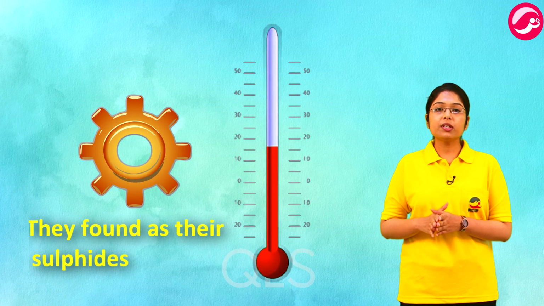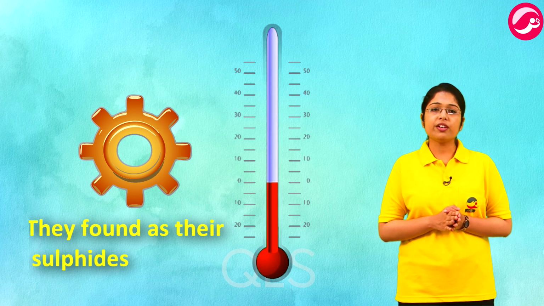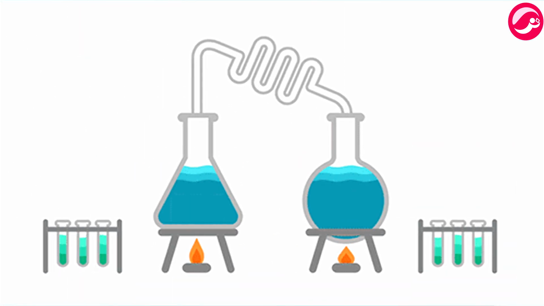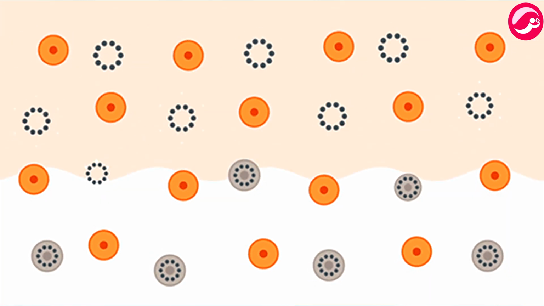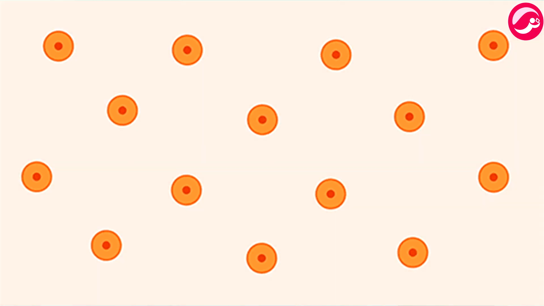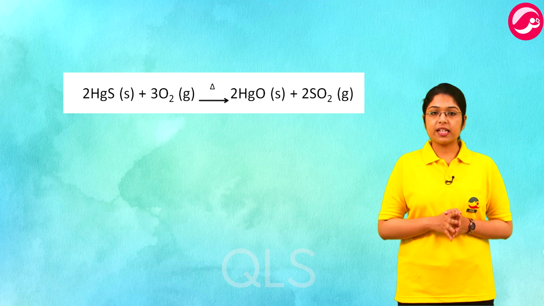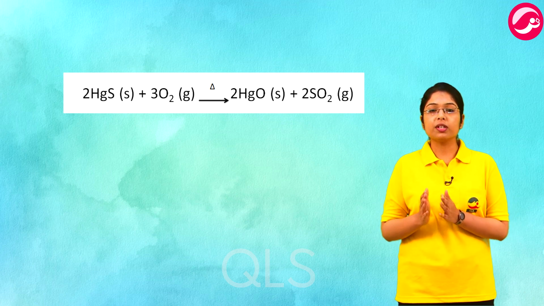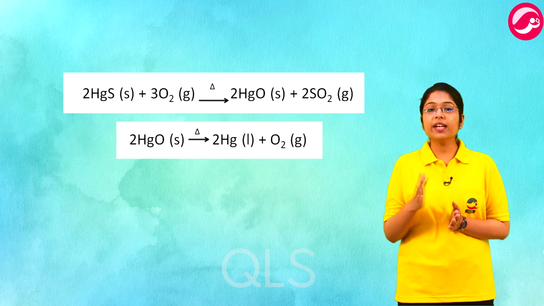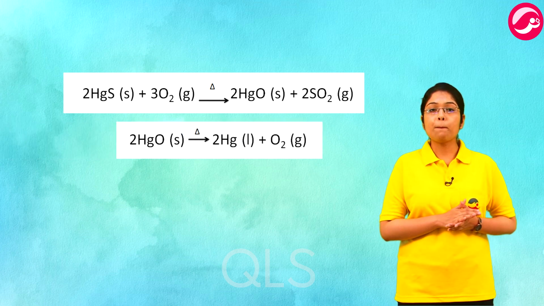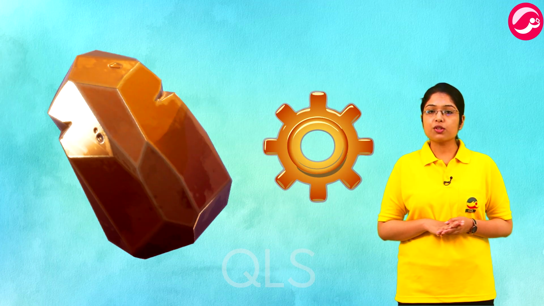Similarly, copper and mercury are also found as their sulfides, and their extraction is also not a very difficult task. The sulfides are oxidized by heating them in presence of oxygen. Once oxidized, the oxides are reduced to their native elemental state by further heating. For example, when mercury sulfide is heated, it first oxidizes into mercuric oxide. When mercuric oxide is further heated, it reduces to metal mercury. In a similar way, copper is also obtained from its ore.